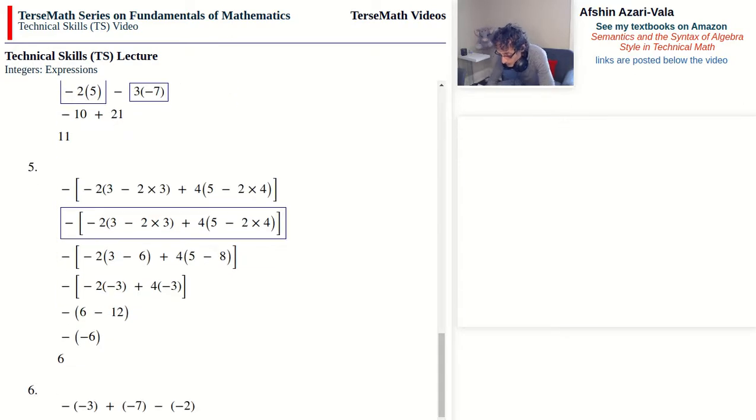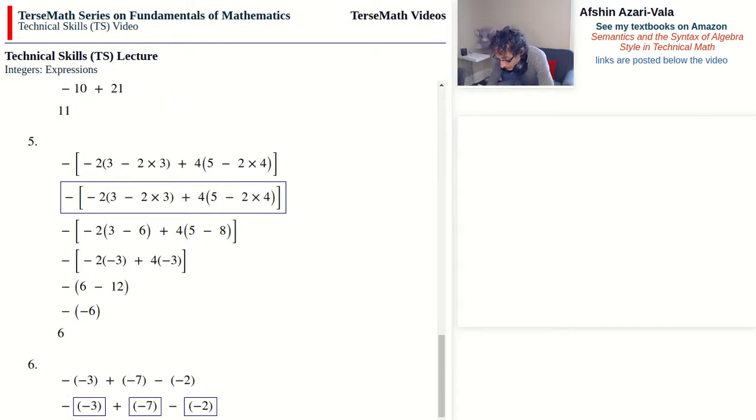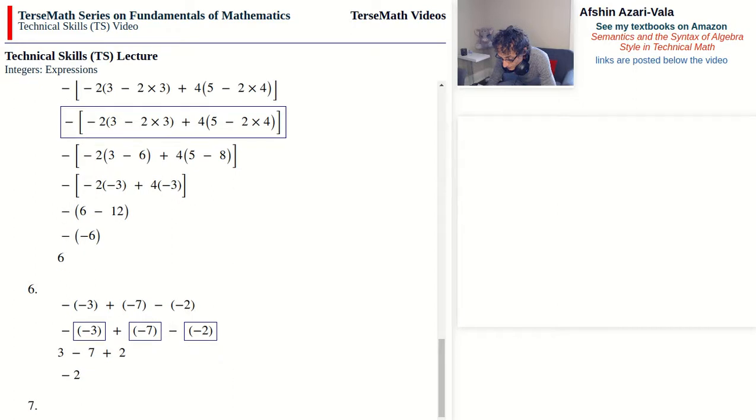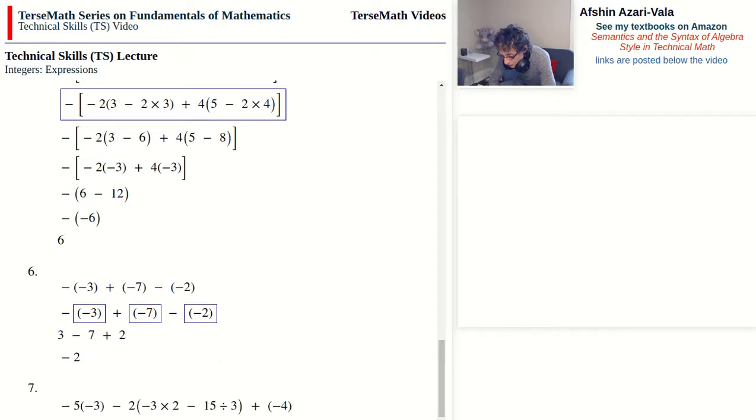Problem number 6. Here we have 3 terms. And now to work them out, term number 1 has 2 negatives, it becomes positive 3. Term number 2 has 1 negative, it becomes minus 7. Term number 3 has 2 negatives, and it becomes plus 2. So once again, 2 negatives make a plus. There is 1 negative, we get minus 7. And 2 negatives, we get plus 2. And then we can work this out by arguing that we add 3 and 2 first to get a total of 5. And then we subtract 7 to get negative 2.